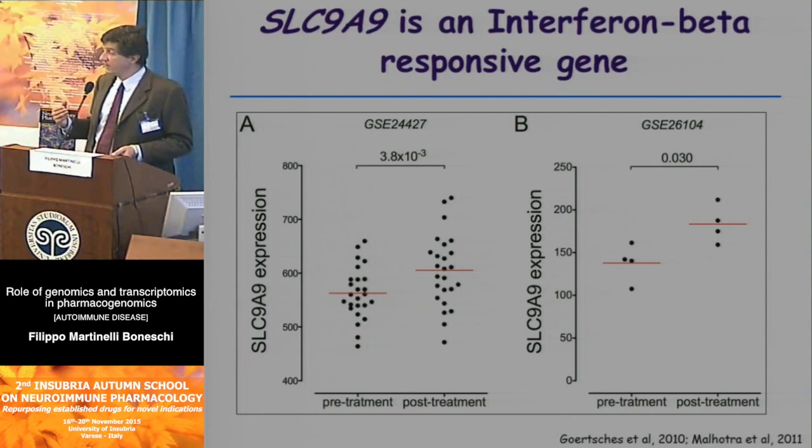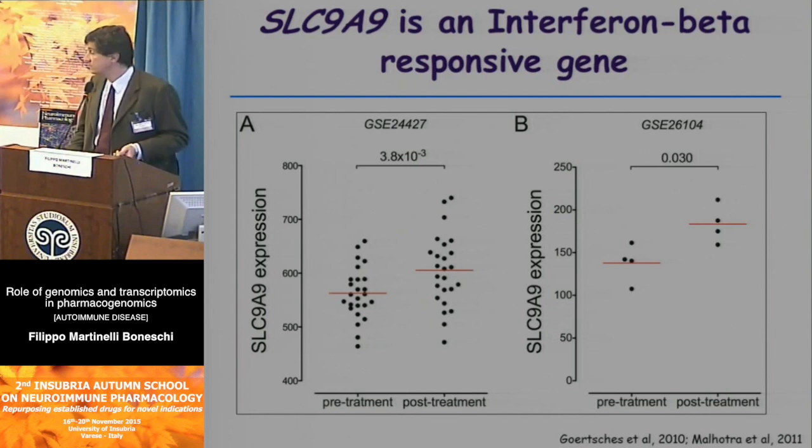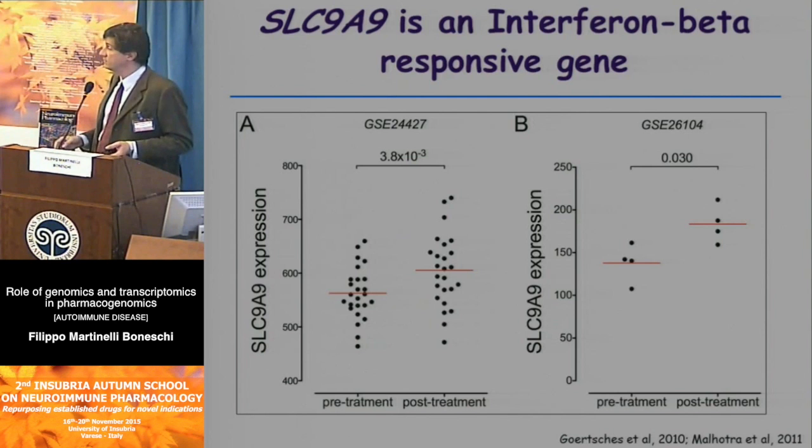So what we found in our cell culture, PBMC culture providing interferon, was also found in vivo, or let's say ex vivo, in MS patients treated with interferon. So the administration of interferon tends to upregulate the expression level of the gene in PBMC.